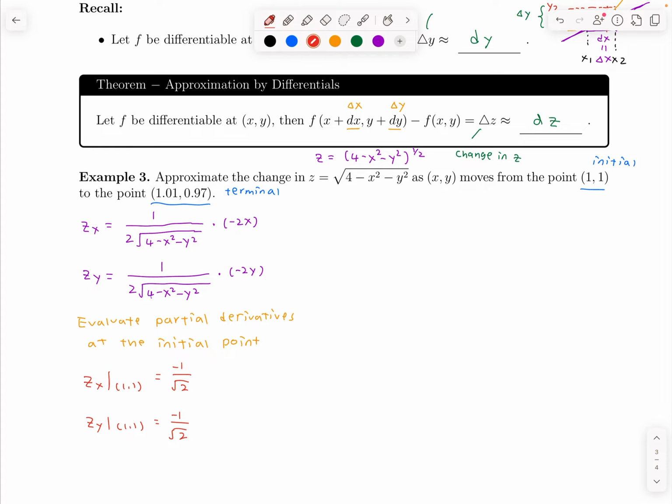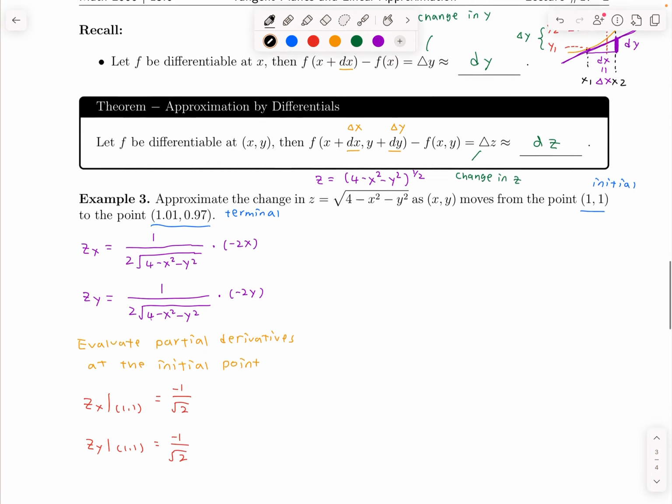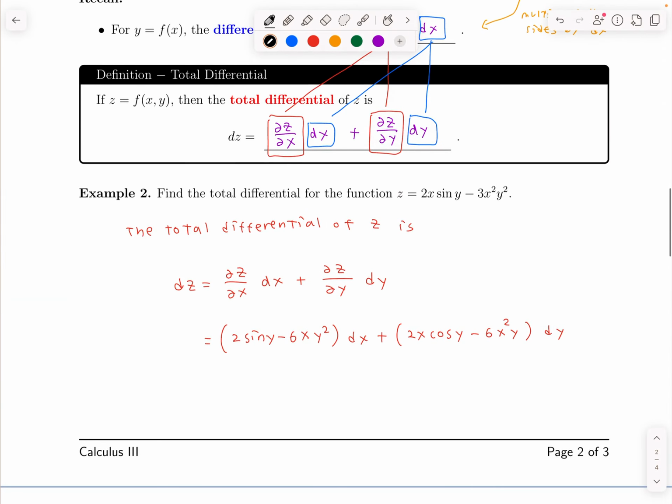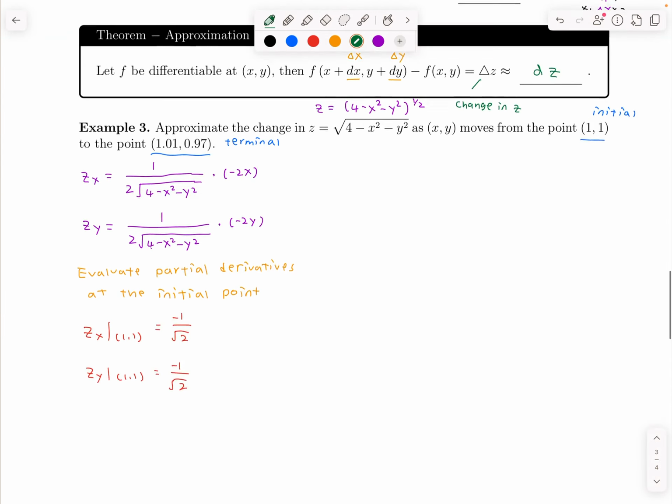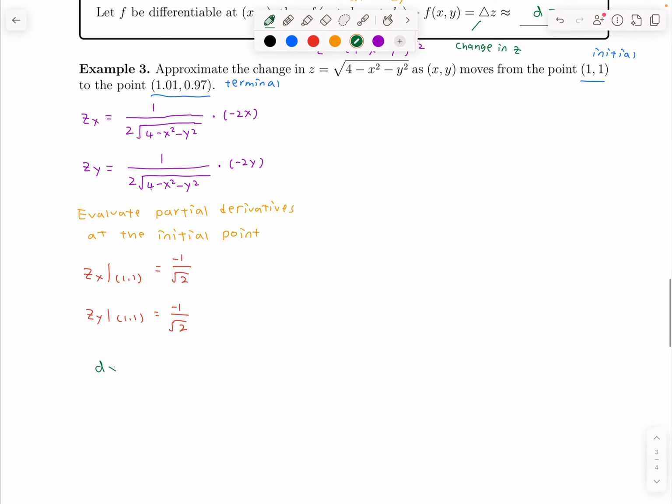And we know that the total differential, the formula, so let's go back to the previous page. We have the partial with respect to x, partial with respect to y, and then we wanted to multiply by dx and dy. And again, dx is the change in x, and dy is the change in y. So next, we would like to find the change in x and the change in y. So we will do a dx right here and a dy right here.